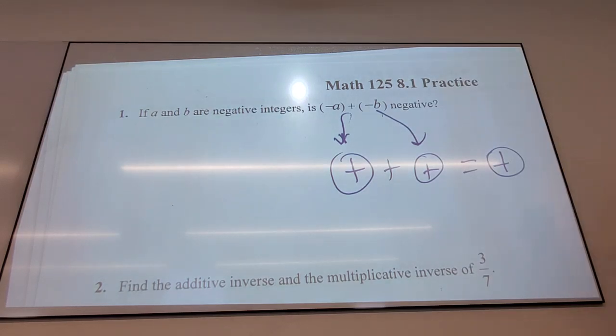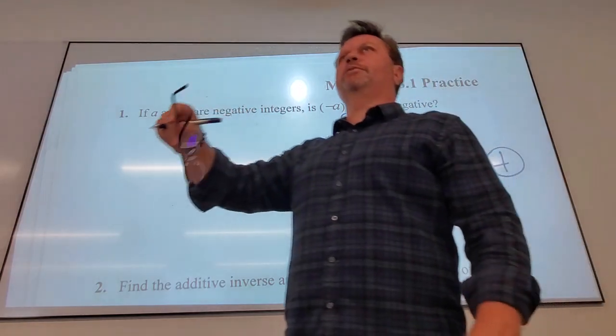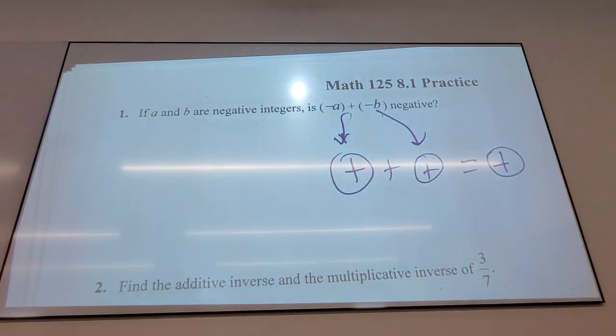Now, the trick is your brain sees negative A and says, well, that's negative, but we don't know what A is. And I tell you here that A is negative. So negative A is the opposite of a negative number. It's positive. So if I just wrote down negative X, is that negative? Your answer should be, I don't know. Because if X is positive, negative X is negative. If X is negative, negative X is positive.